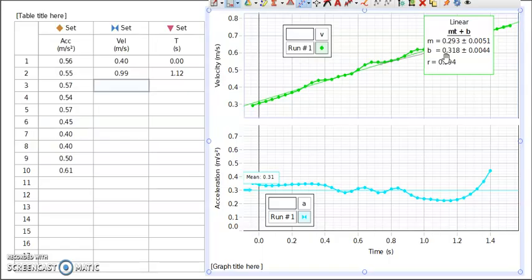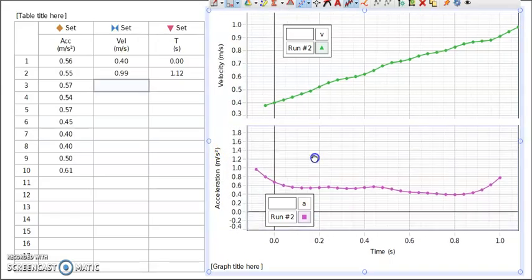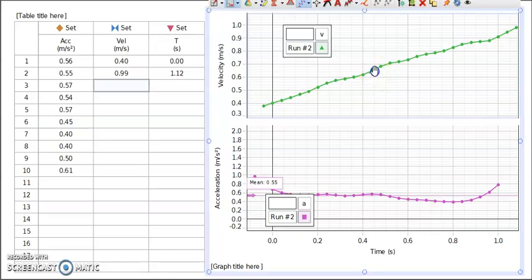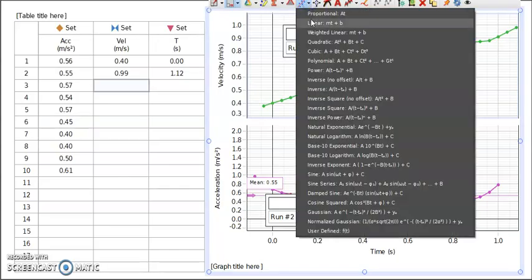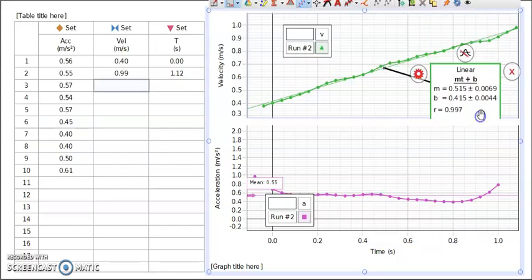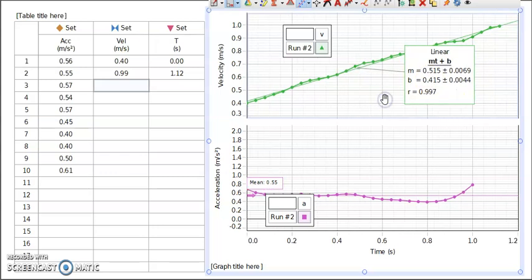Okay. Now, what about for the other one? What about for the faster run? Well, for the faster run, we'll just change it to run 2. The average acceleration turns out to be 0.55. And the average acceleration based on the slope of the velocity line becomes 0.41. I'm sorry, I was reading the intercept. It's 0.515. Very close agreement to what we calculated out in the previous part of the chapter.